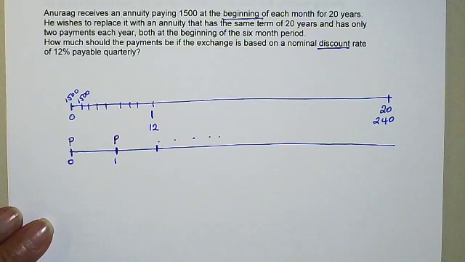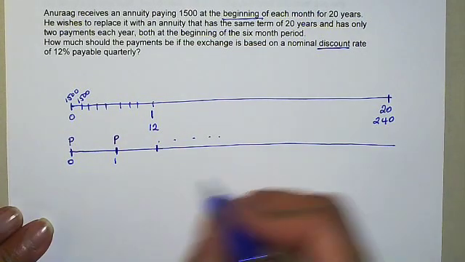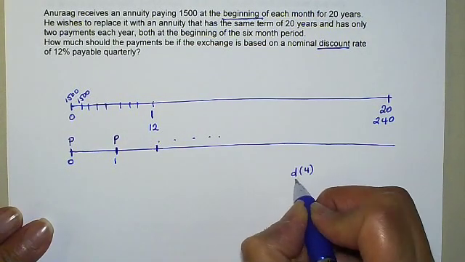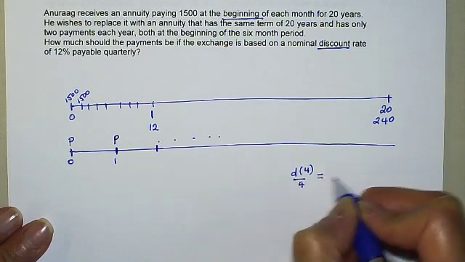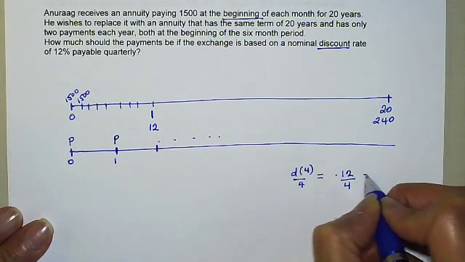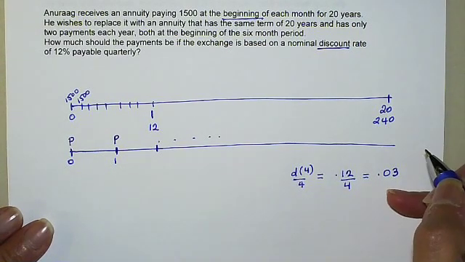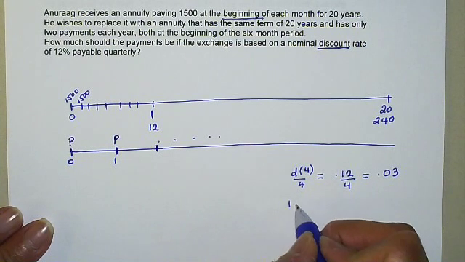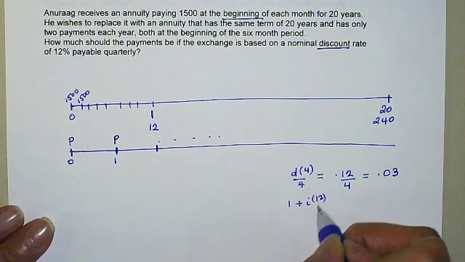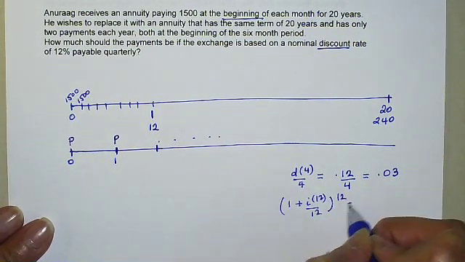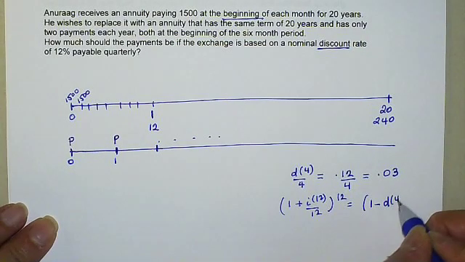Okay, what do they want to know? How much should the payments be if the exchange is based on a nominal discount rate? Okay, so that's a pain. Of 12% payable quarterly. So I have to convert that to i, right? Because they're giving me d. They're giving me d4 over 4, which is equal to 12% over 4, which is 0.03. So the quarterly rate, 3%.